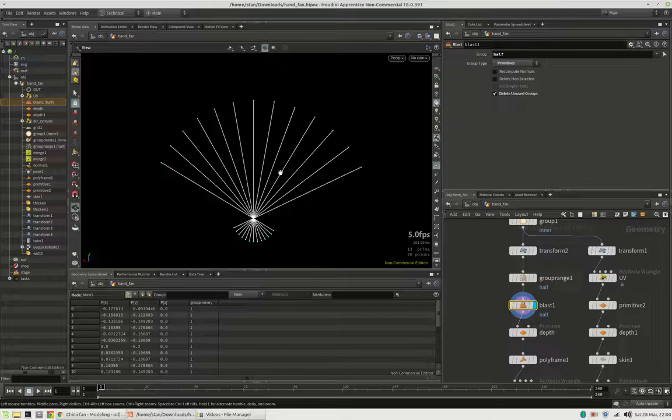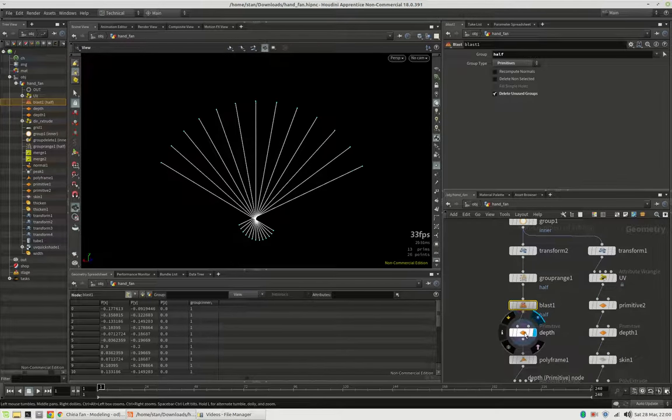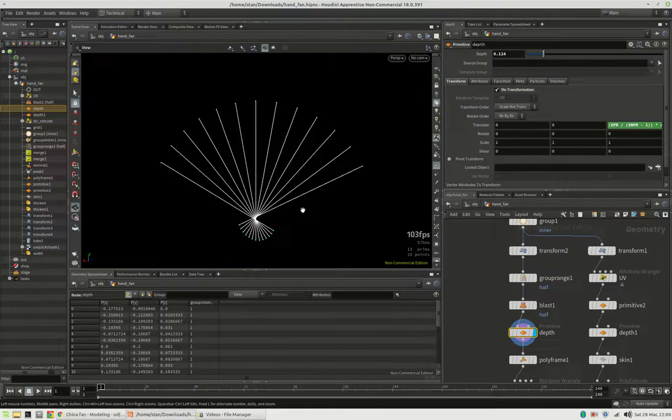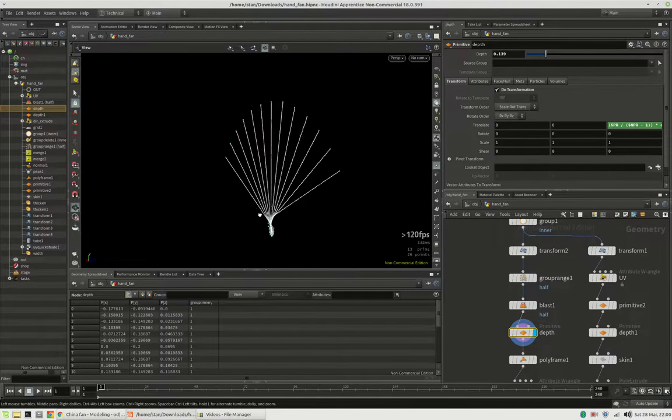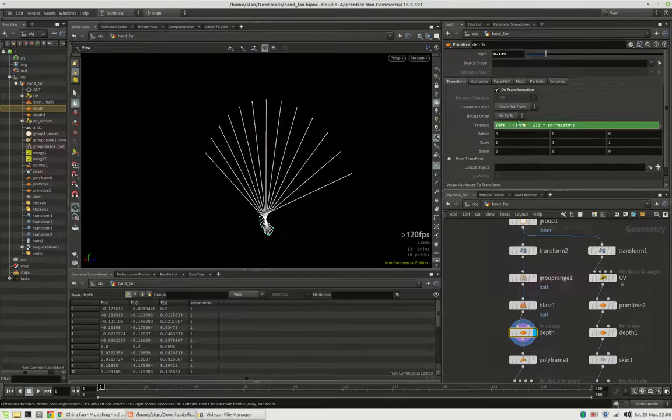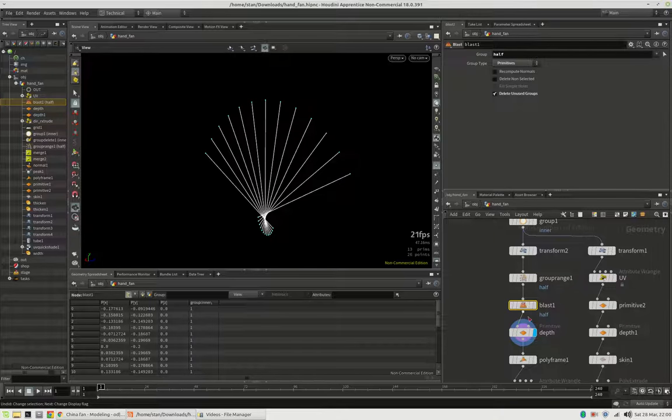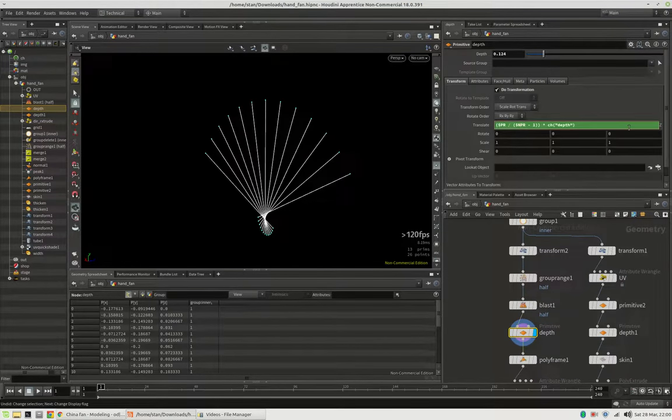The branch we're currently working on is for making these wooden pieces behind the fan. So now the depth is an effect which is used for actually offsetting those lines. And again, we are using $PR divided by $NPR, which you've seen before, and we multiply it with our own slider.